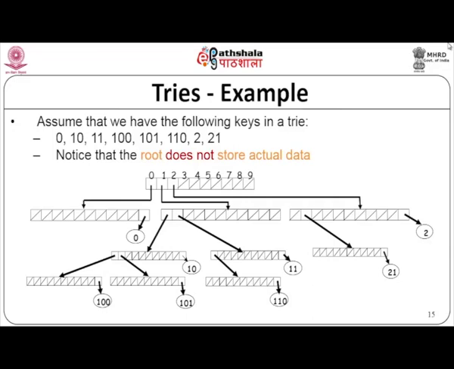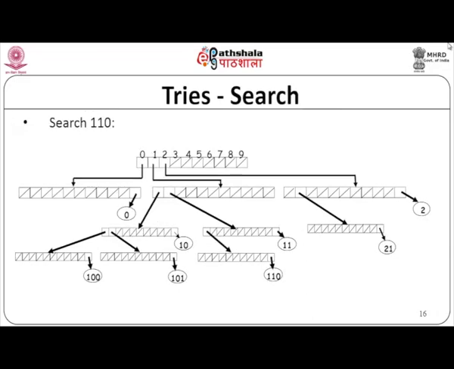Now, let us see some operations on this conceptually at least. Let us say we want to search for 110. You start from 1, go to 1, and then go to 0, so you will reach 110. So, that is the flow.